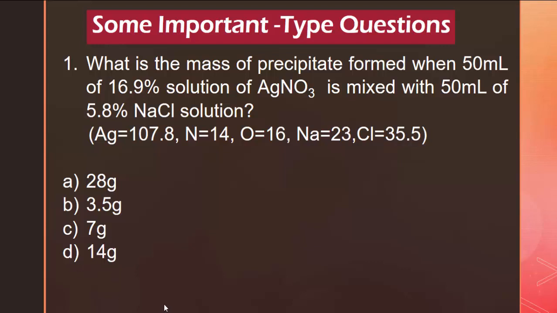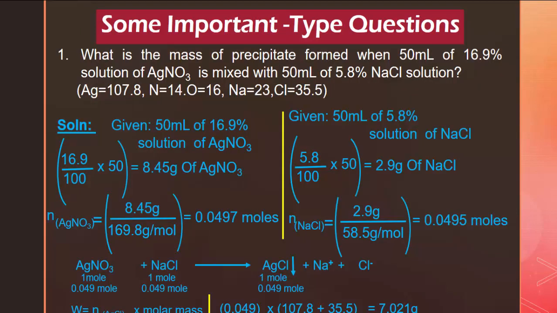Now let's see what is the answer for this question. Out of these four options, answer C, 7 grams, is the answer. Now let us see how 7 grams is the answer. As we know, we are mixing silver nitrate solution and sodium chloride solution of the same volume, 50 ml each. So let's write the equation.